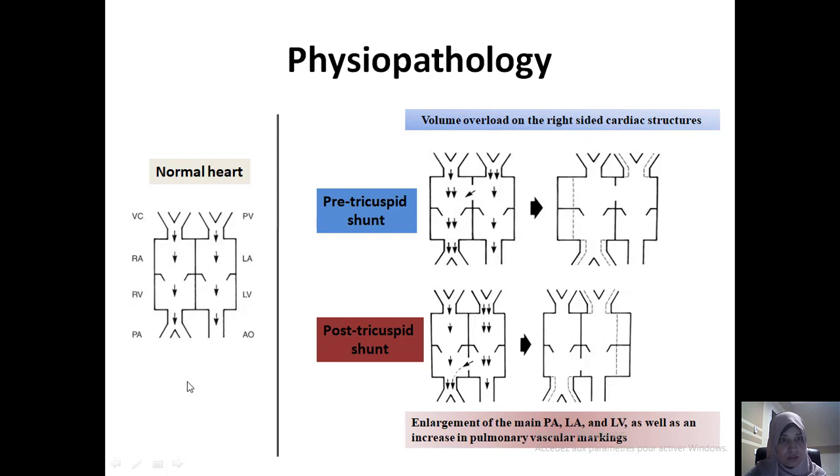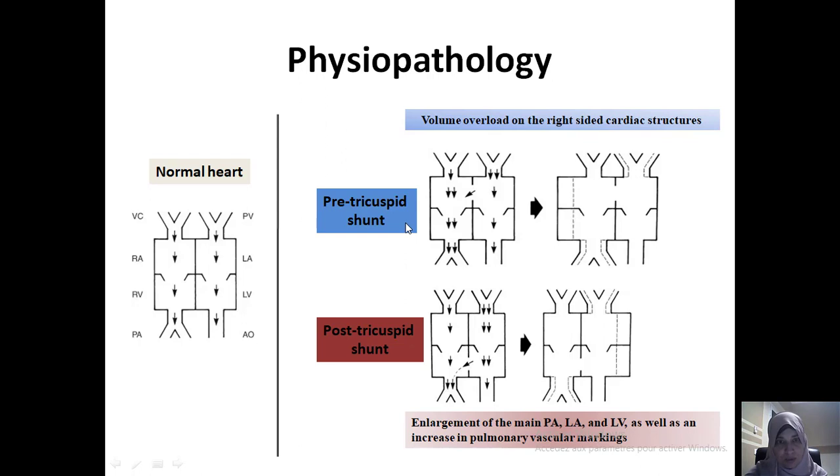We all know that with normal cardiac anatomy, there is a complete septation of oxygenated and deoxygenated blood. The term shunt refers to an abnormal connection allowing oxygenated pulmonary venous blood to return directly to the lungs rather than being pumped to the body, and depending on the relationship to the tricuspid valve, the shunt can be classified as a pre-tricuspid shunt or a post-tricuspid shunt.